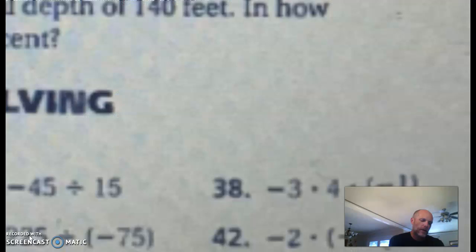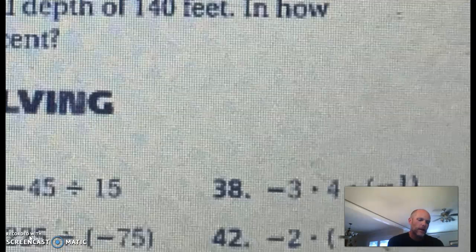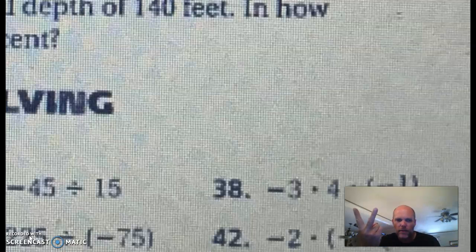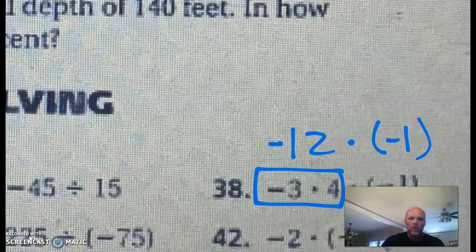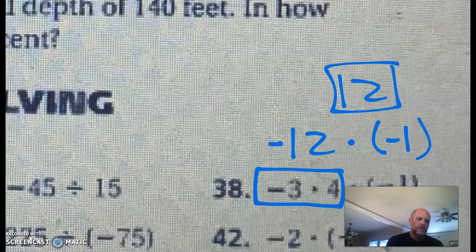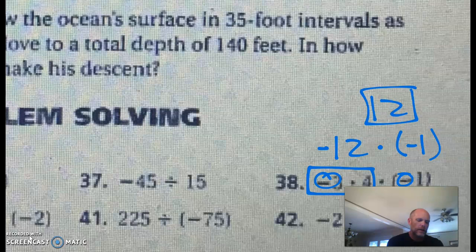Okay, like I'm going to do number 38. We have a negative times a positive times a negative. How many negatives is that? That's 2 negatives, so the answer is going to be even. And to prove it, I'm going to do these right here. Negative 3 times positive 4 is a negative, and 3 times 4 is 12. And then the remainder of the problem, that's a negative 1, is multiplying times a negative 1. And we already know that a negative times a negative is a positive, and 12 times 1 is 12. Remember, we had an even amount of negatives, so the answer is going to be positive.